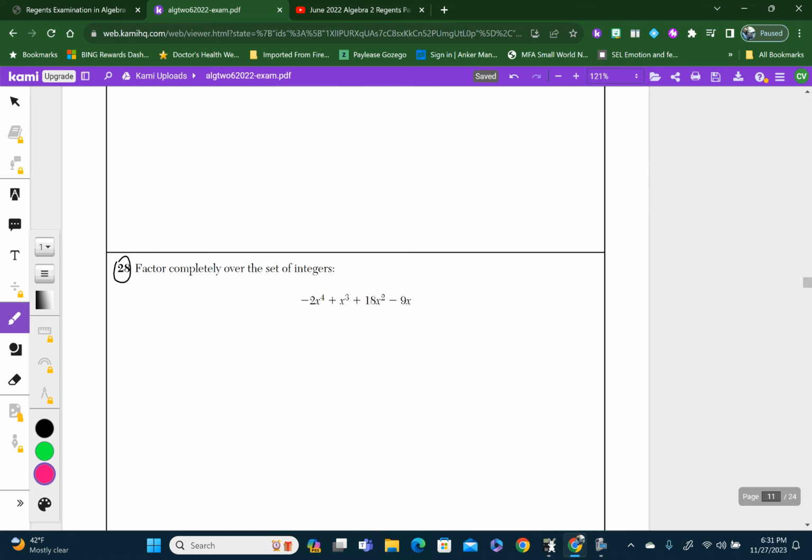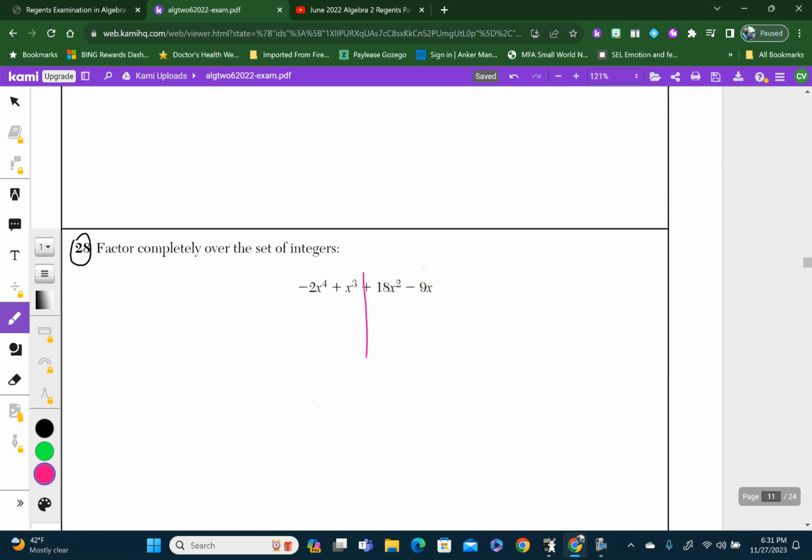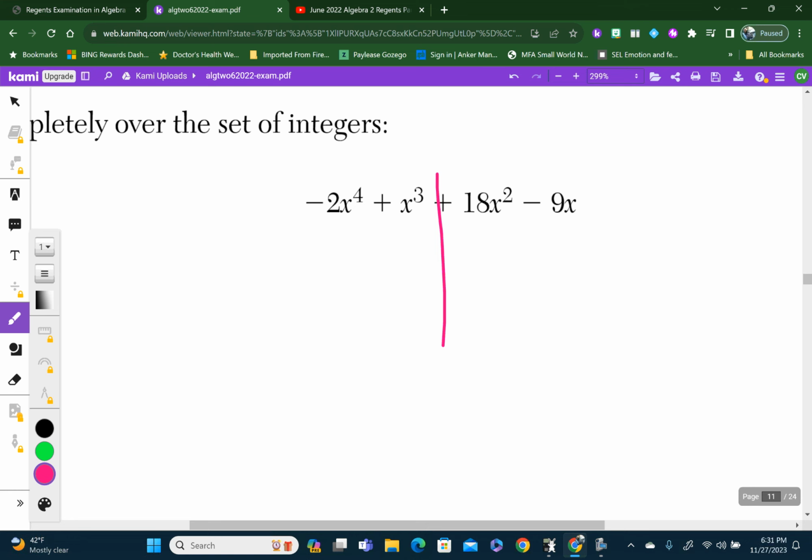All right, this one, whenever you have 4 terms, split it down the middle. So factor the left. So x to the third comes out. I can pull out even a negative sign right here. And then I have a 2x left in.